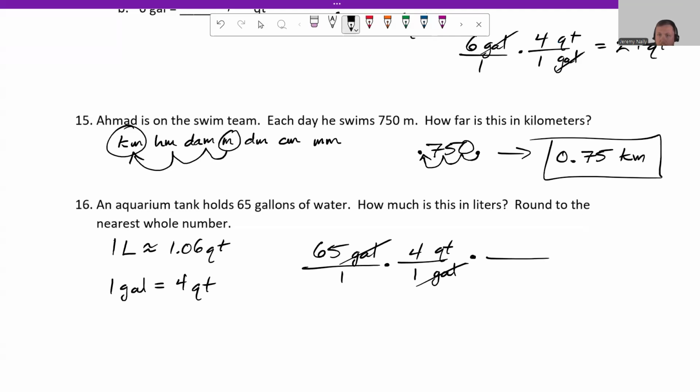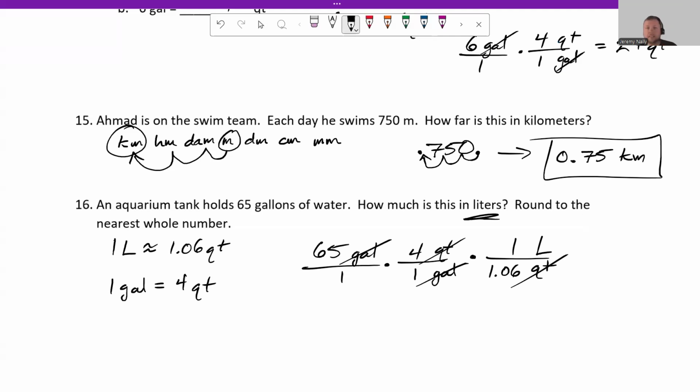And then next we want to go from quarts to liters. So 1 liter is 1.06 quarts. So then these can cancel out. And you can see the final thing that we have there is where we want to end up, liters. So we don't have to go any further than that.